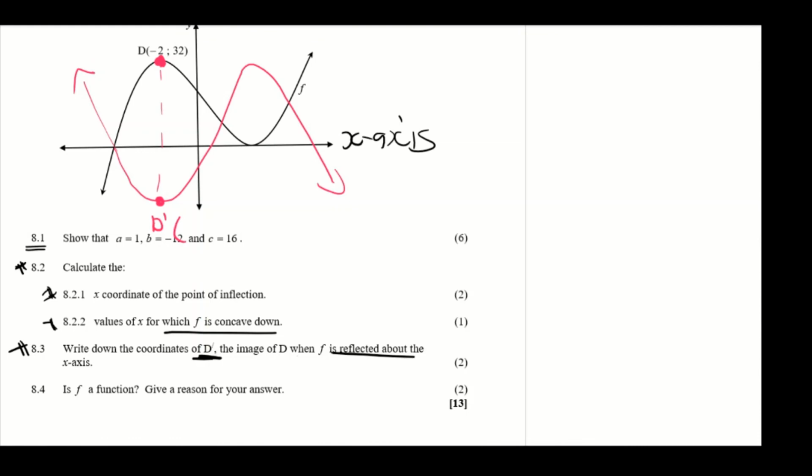The x value, because it's -2 here, won't change, so it's still going to be -2. The only thing that will change is the y value, because at this point it's 32. Now it's going to be -32, meaning that d prime is going to be (-2; -32), like that. So that is the new image of d.